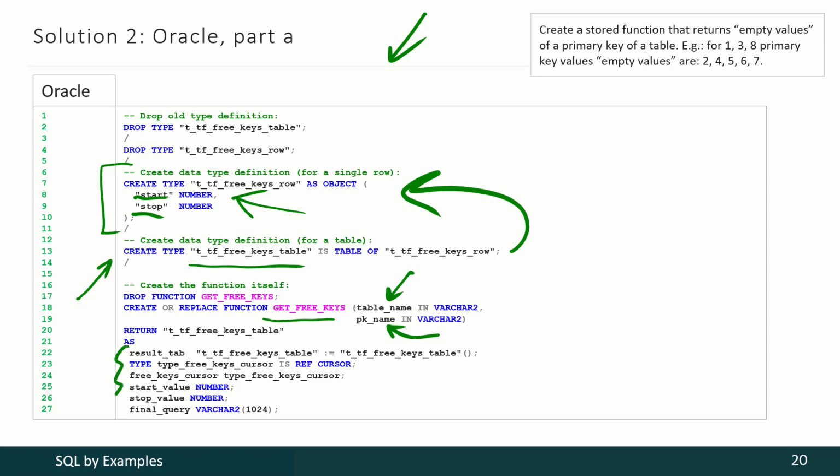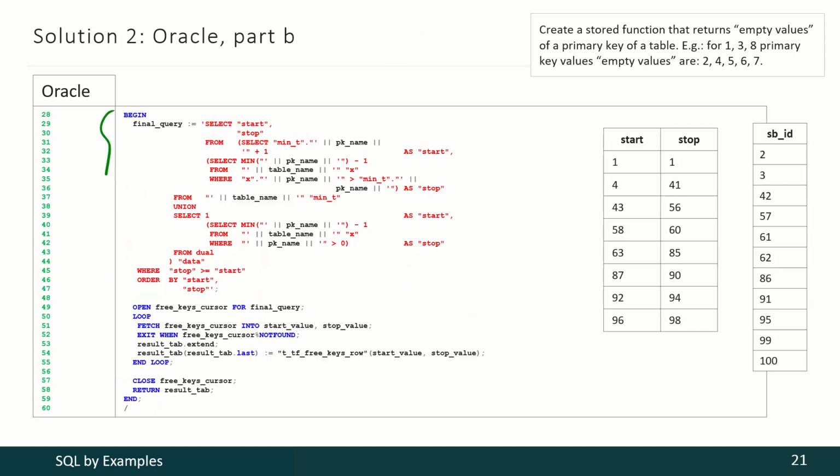Then we have to declare some variables, and here is the most interesting part. Here we're composing a string, and that string consists of some SQL code and the information about primary key and information about table name, and that information was passed to our function as parameter.